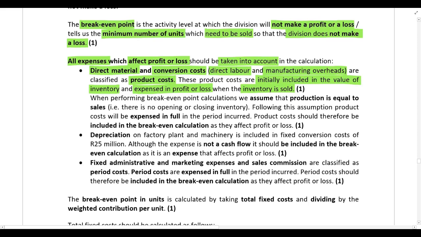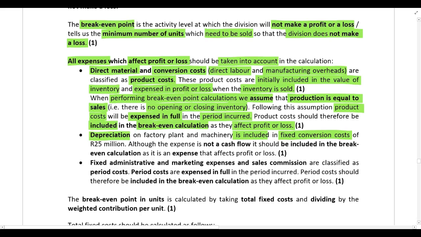However, when we are performing break-even point calculations, we assume that production is equal to sales. Or in other words, we assume that there is no opening or closing inventory. So following this assumption, all of the product costs will be expensed in full in the period incurred, which means they should be included in the break-even point calculation because they affect profit or loss. Then for depreciation. Depreciation on the factory, plant, and machinery is included in the fixed conversion costs of 25 million rand. We haven't done the calculation yet, so we don't yet have that amount. I'll show you when we get to the calculation where that amount is coming from.